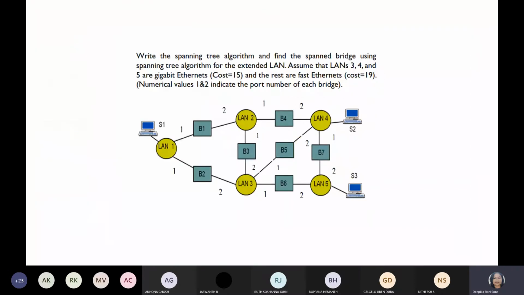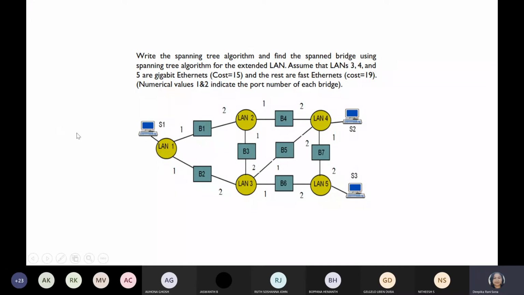Okay guys, suppose we have a question like this. Write the spanning tree algorithm and find the span bridge using spanning tree algorithm for the extended LAN. Assume that LAN 3, 4 and 5 are gigabit Ethernet with the cost 15 and the rest are fast Ethernet with cost of 19. The numerical values 1 and 2 indicate the port number for each bridge.